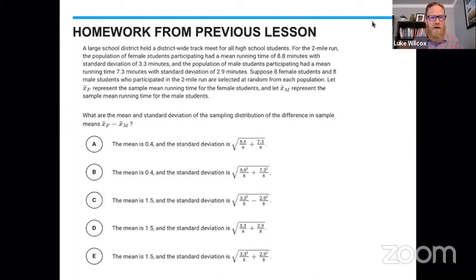Here's what it says. A large school district held a district-wide track meet for all high school students. For the 2-mile run, the population of female students participating had a mean running time of 8.8 minutes with a standard deviation of 3.3 minutes. Okay, let me pause right there. They're giving us the mean of the distribution for the females, and they're giving us the standard deviation of the distribution for the females. And the population of male students participating had a mean of 7.3 with a standard deviation of 2.9. So this 7.3 is going to be the mean for the males, and this 2.9 is going to be the standard deviation for the males.